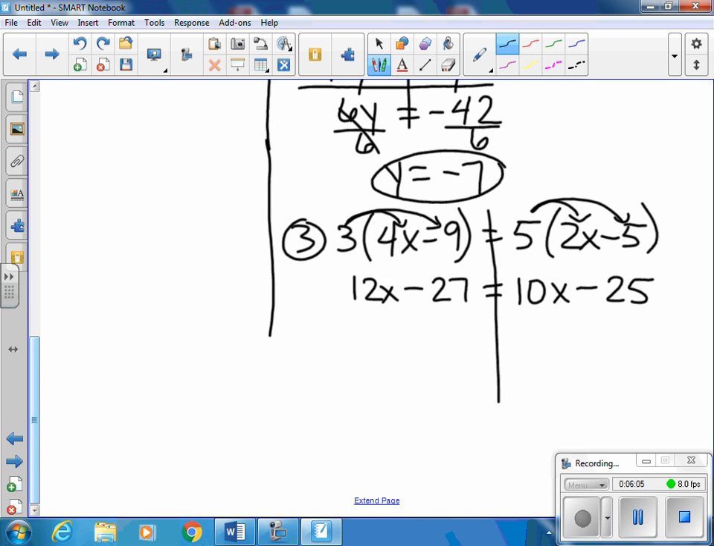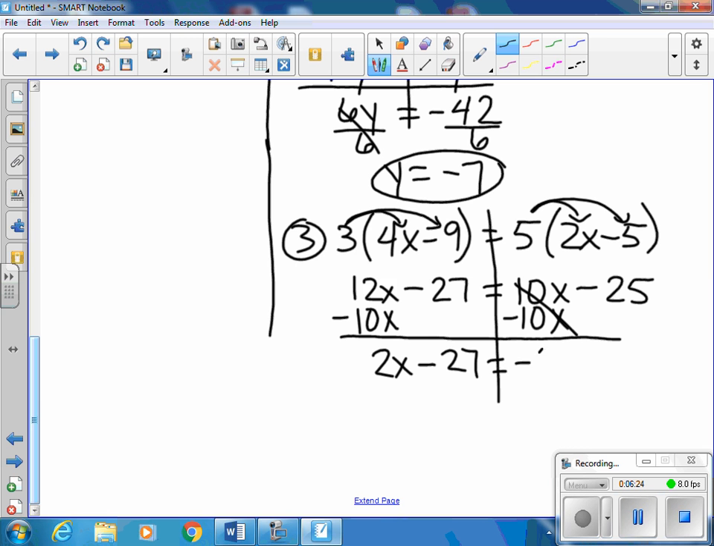All right, then I look for variables on both sides. I have a 12x and a 10x, so yes, I've got to move one of them. 10 is smaller than 12, and it's a positive 10x, so I'm going to subtract the 10x over to the other side. Make sure you're lining up your like terms underneath each other so that it works this way. 12x minus 10x is now going to leave you with 2x. Bring down minus 27 equals negative 25. Again, don't forget that negative sign.